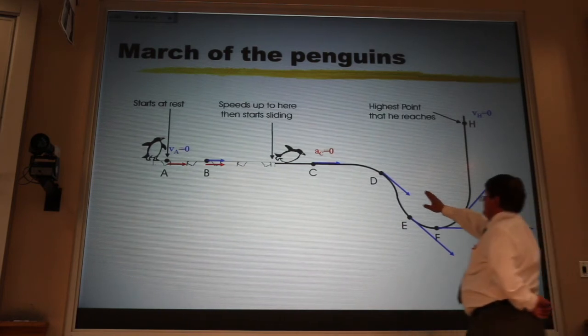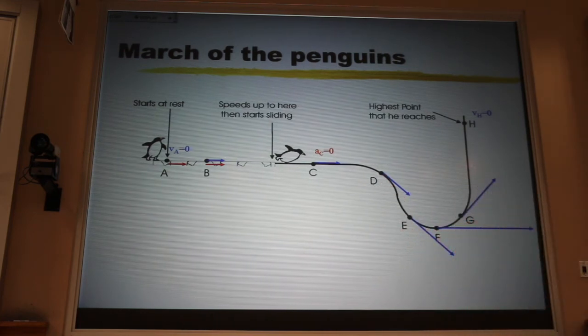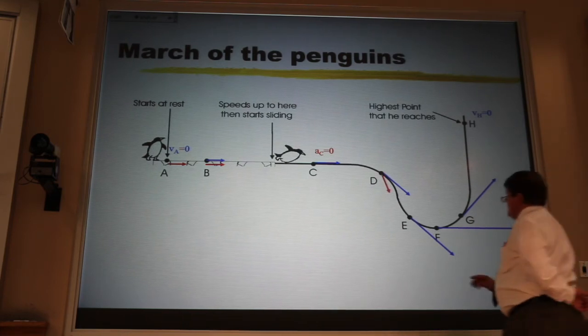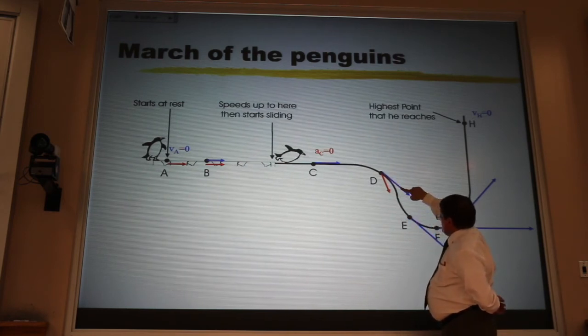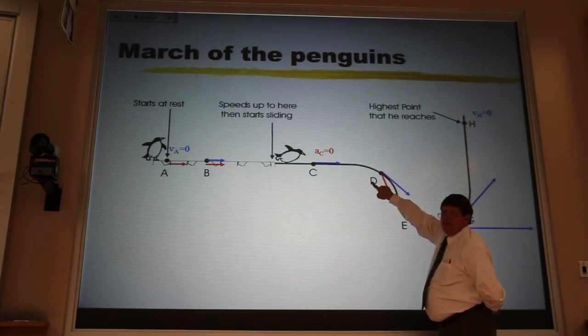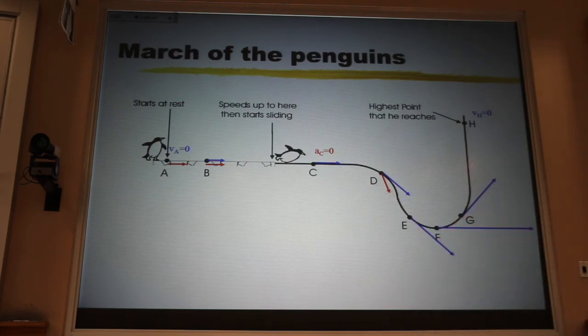At D, the penguin is speeding up and turning right. And that means I need an angle between acceleration and velocity less than 90 degrees and towards the inside of the curvature. You can see that this vector is partially along, that would be the speeding up, and partially perpendicular, that would be the turning right. Okay? At E, we're also speeding up and turning, but this time we're turning to the left, so the vector would be less than 90 degrees, but towards the inside of the curvature.